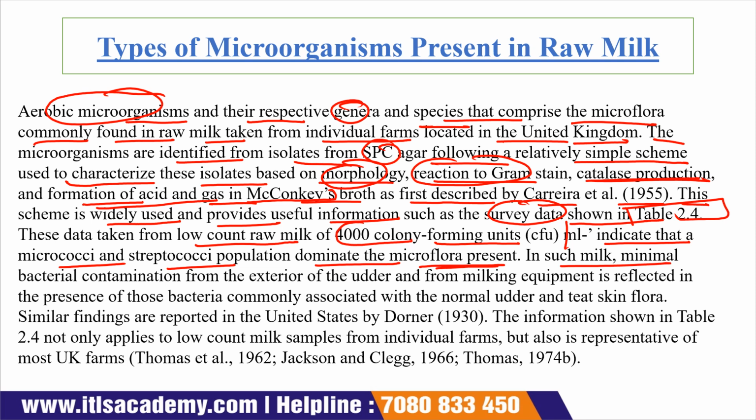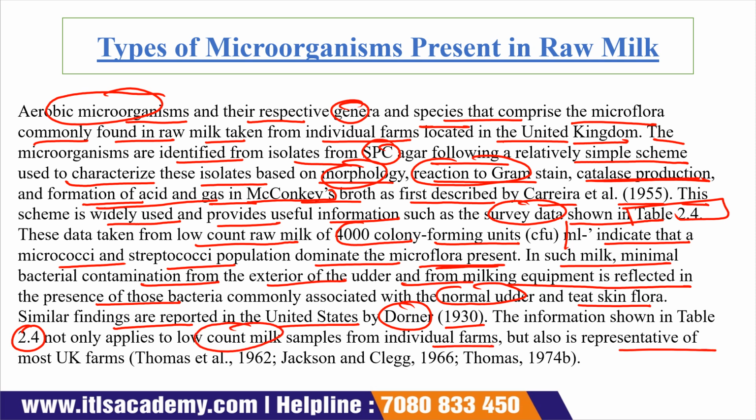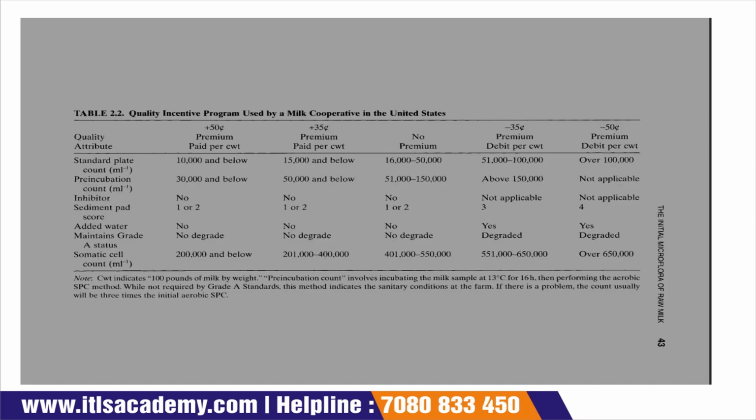In such milk, bacterial contamination from the exterior of the udder and from milking equipment is reflected in the presence of those bacteria commonly associated with the normal udder and teat skin flora. Similar findings were reported in the United States by Donor in 1930. This information is shown in Figure 9.4. It applies not only to a low count milk sample from an individual farm, but also represents most of the UK farms. Okay, so these are the tables.